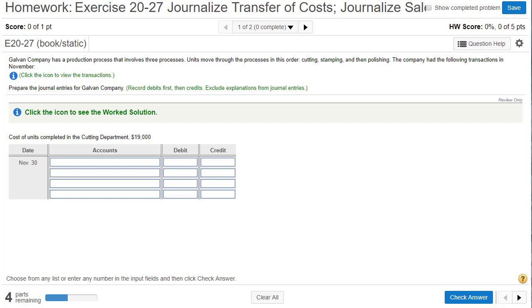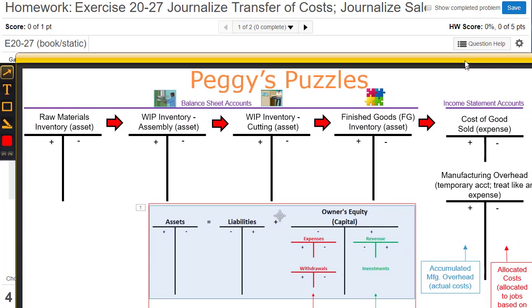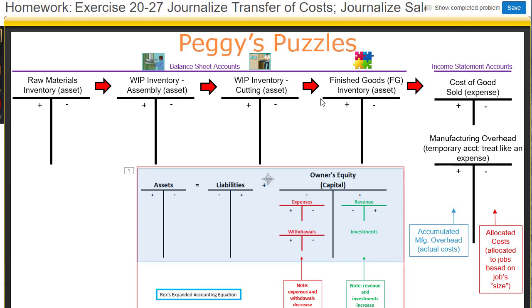Exercise 20-27. In previous homework assignments, we have allocated raw materials and other costs into our various processes. In this case, from the lecture videos, it's the assembly process and the cutting process. Raw materials flow to the first process, in this case the assembly process or department, whichever one you want to say. When they're done, they transfer into the cutting department, and from there they transfer into finished goods. Once they're sold, they transfer from there to cost of goods sold.